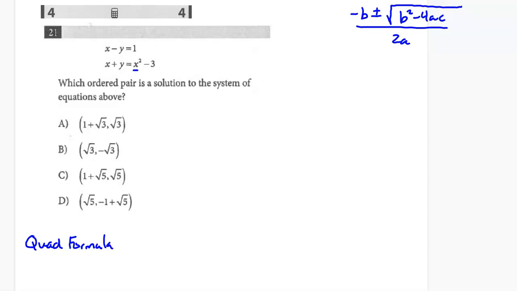All right, well, the first thing I could do is I noticed that this top part, I'm going to try to substitute here.